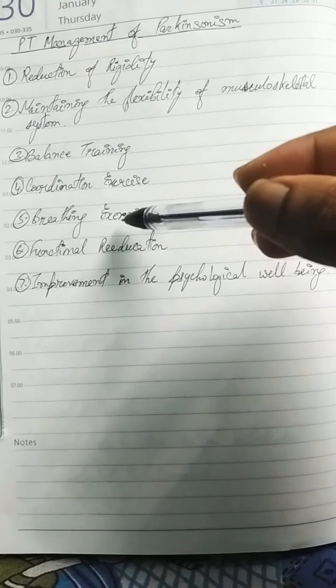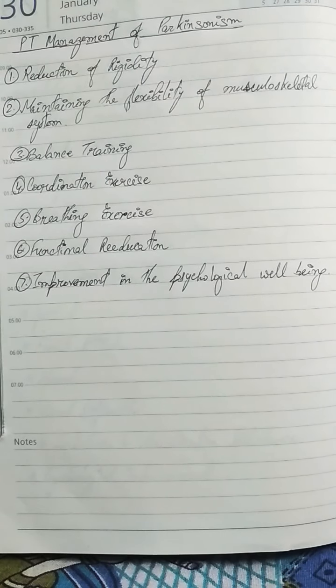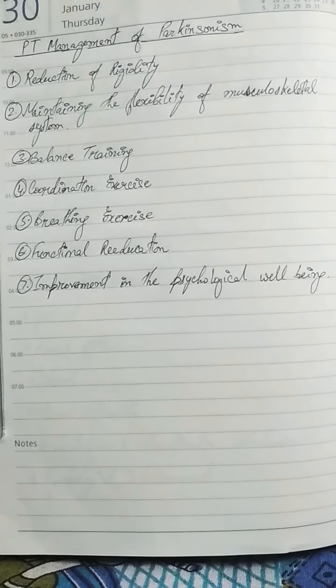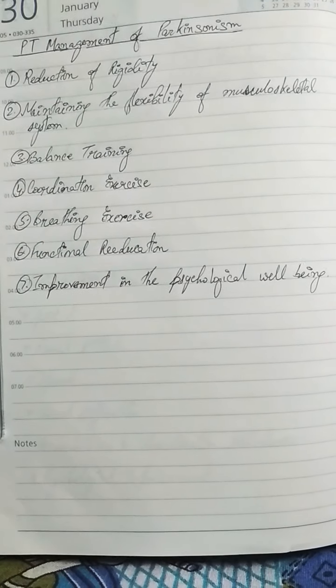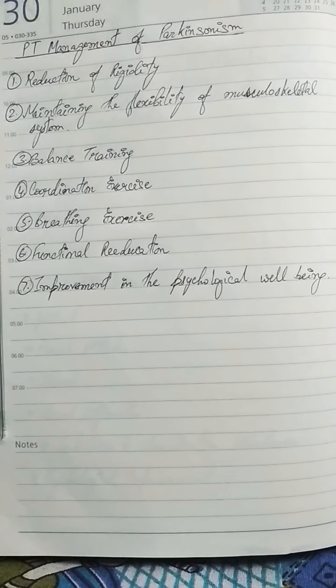Number 5 is breathing exercises. In severe cases of Parkinsonism, even the cardiovascular system or the respiratory system is impacted. In that case, breathing exercises can be given in the form of diaphragmatic breathing exercises or segmental breathing exercises, and even spirometry can be promoted.